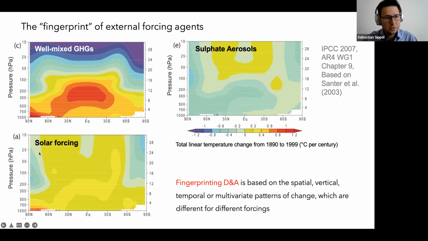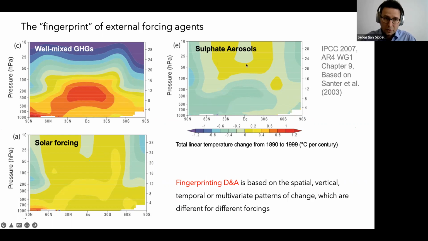Now we can look at two other fingerprints, and I just show them here as an illustration. We can look at solar forcing, for example. If we would change the intensity of the sun, of course only in a climate model, we would see that the solar forcing fingerprint induces some warming basically across the troposphere and the stratosphere. So this is a distinct difference to what the greenhouse gas fingerprint is doing. And for the aerosol, we see, in a sense, an opposite signal to the greenhouse gas fingerprint, namely that the aerosols are cooling the troposphere, but they have a different signal in the stratosphere.